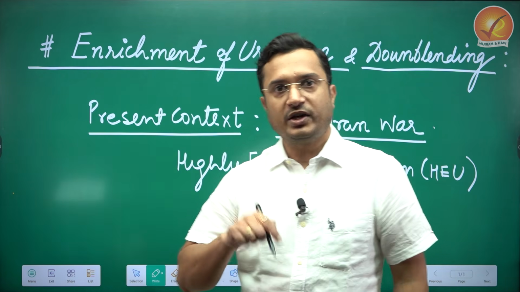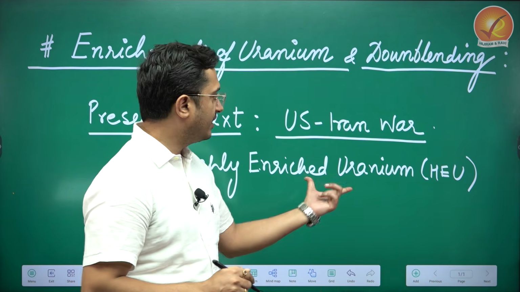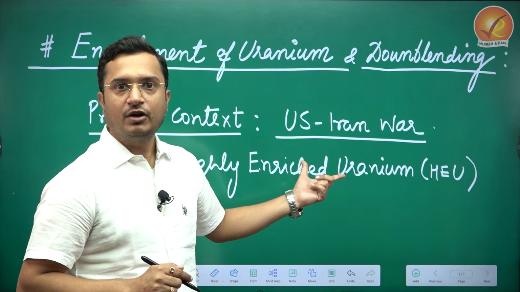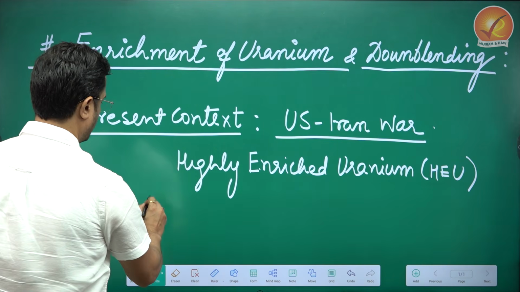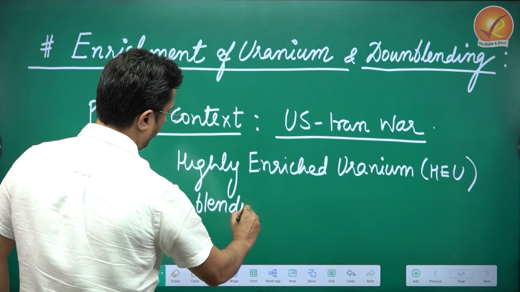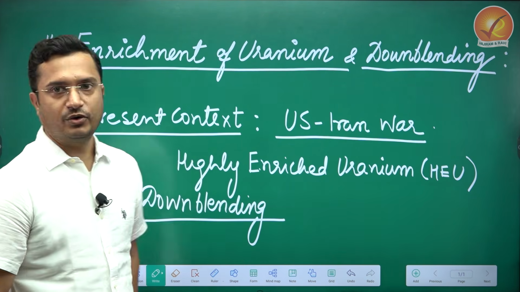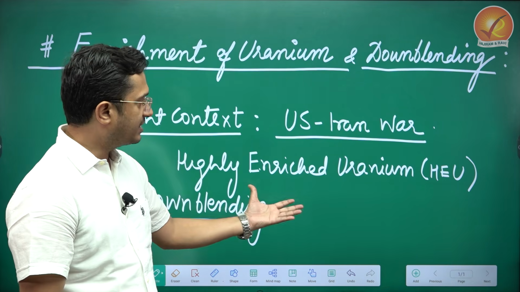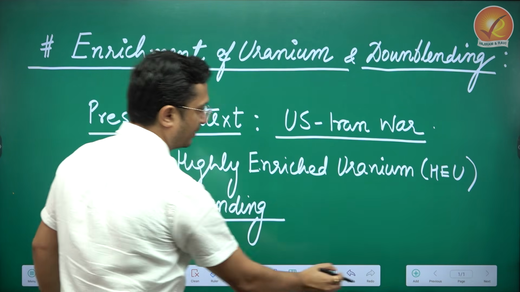What the US wants through this war is for Iran to give away its highly enriched uranium, and they are pressurizing Iran to go for downblending of this enriched uranium. So let us now understand what these terms mean. We'll start with enrichment of uranium.